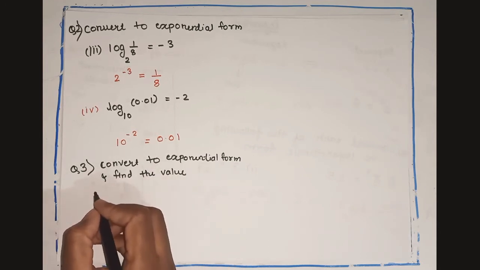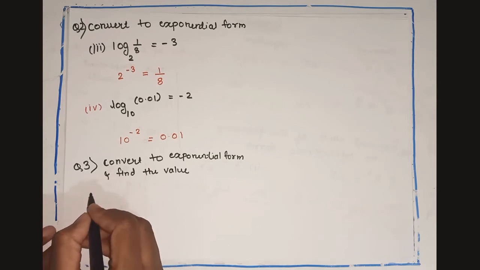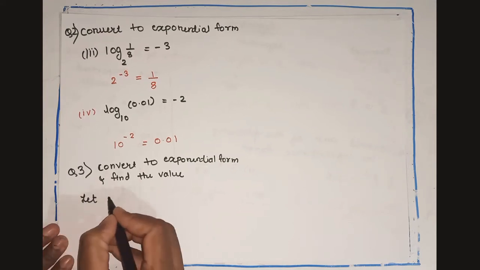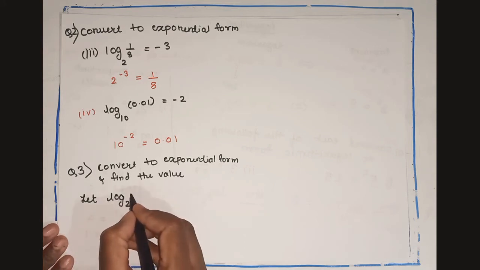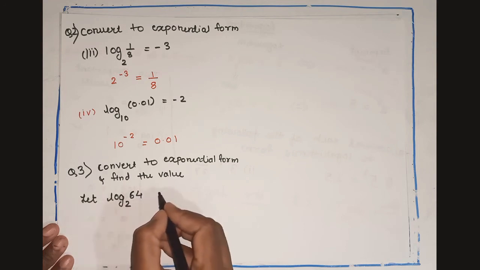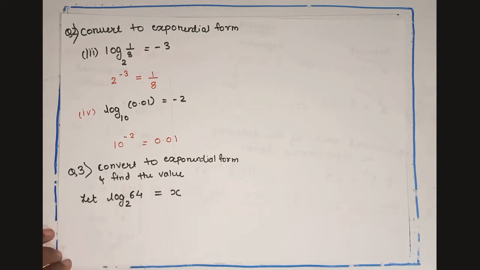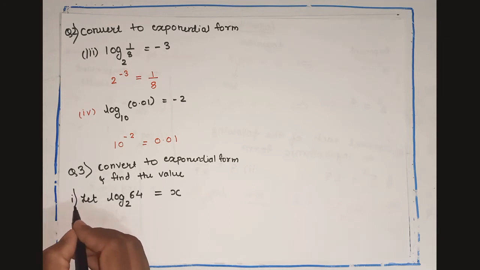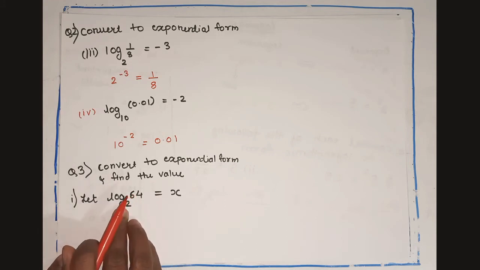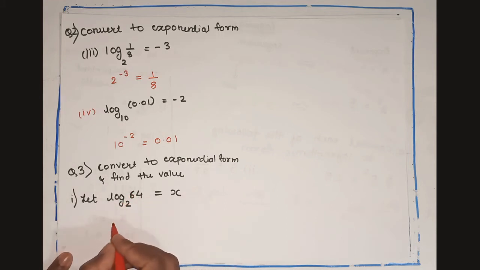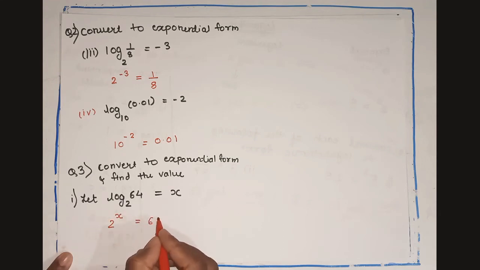Now let's do it. Here, very first, you just have to assume, let log of 64 to the base 2 equals x. Okay, you have to assume this. This is your very first problem. After assuming it, what you will do, since you have to find out the value of this, you first convert it into exponential form. So your exponential form will be 2 to the power x equals 64.